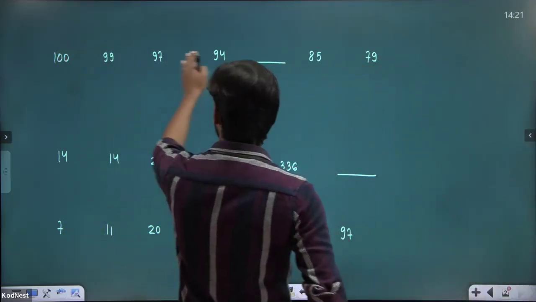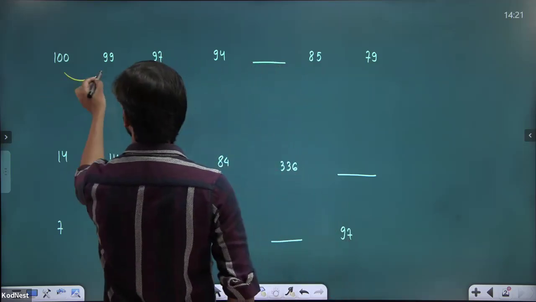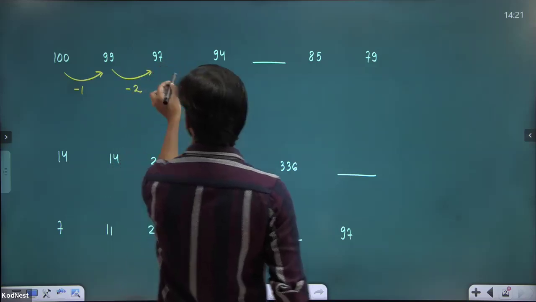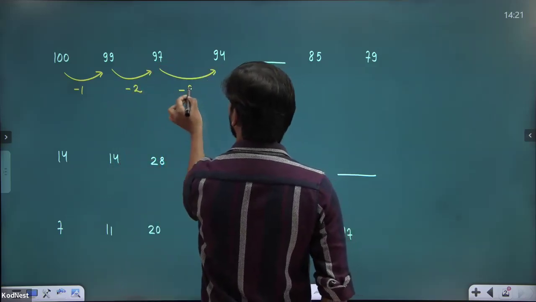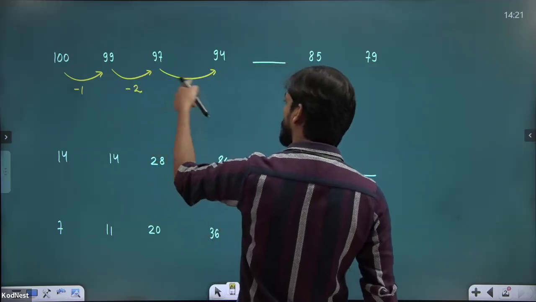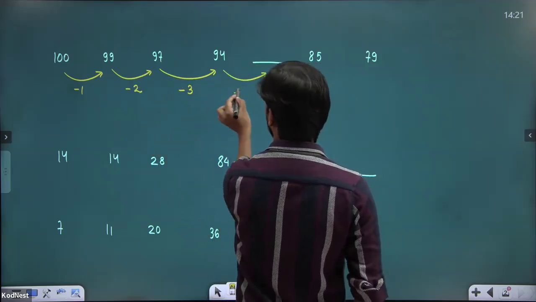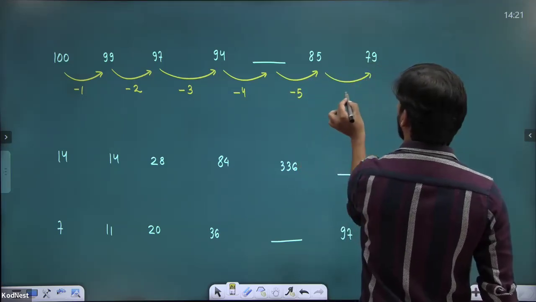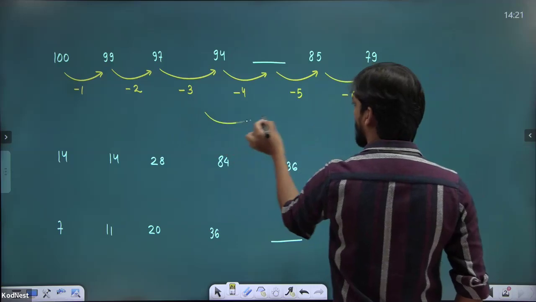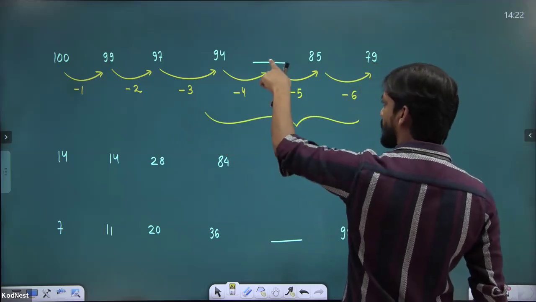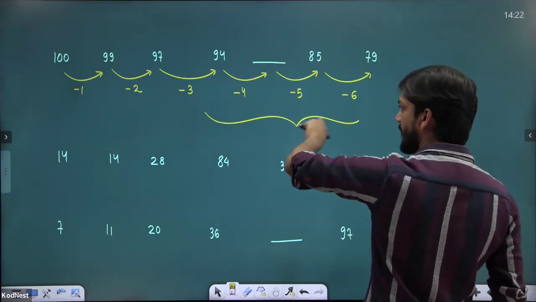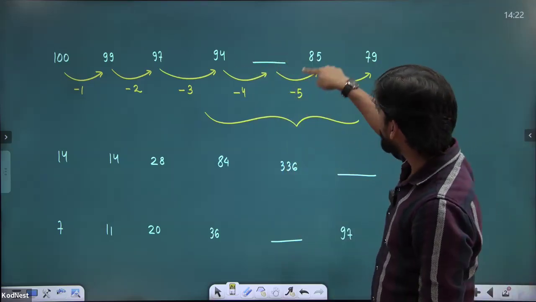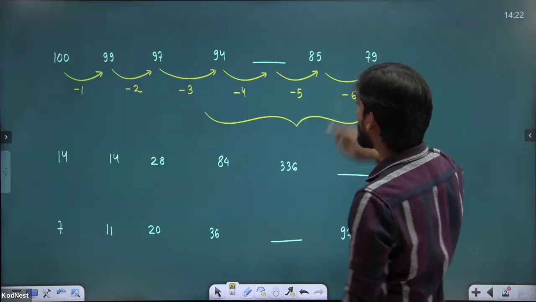So carefully see the values are decreasing. So I will think minus. So 100 minus 1, 99 minus 2, 97, 97 minus 3. The way it is coming out, I will think 1, 2, 3, 4, 5, like that. Minus 4, minus 5, and minus 6. This part I will confirm because in this part there is one unknown. So I will confirm whether it is right or wrong. So 94 minus 4 is 90. 90 minus 5 is 85. 85 minus 6 is 79. So 90.